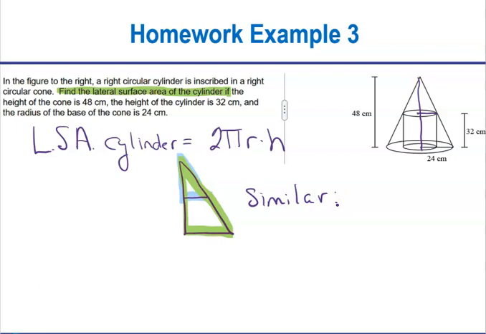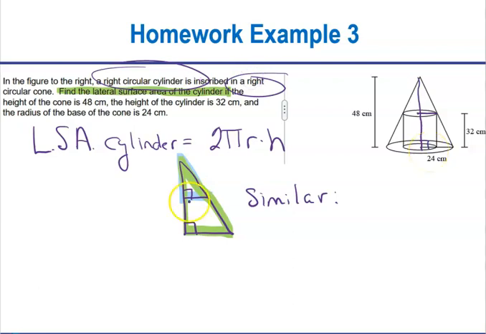Well, first of all, this is a right angle, right? Because this altitude comes straight down by definition, and that makes a right angle. So this is a right angle. Also, this is a right angle here. How do I know that? It says it's a right circular cylinder. That's how I know it's a right angle. And a right circular cone. That's how I know that's a right angle right there.